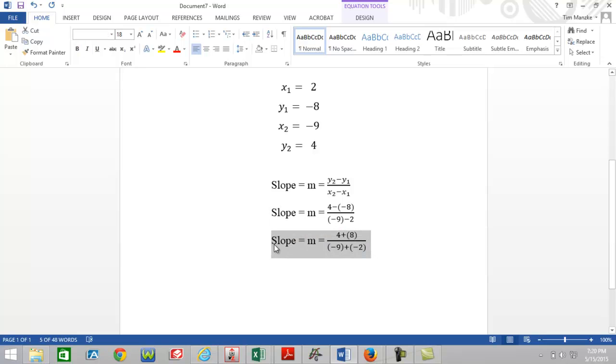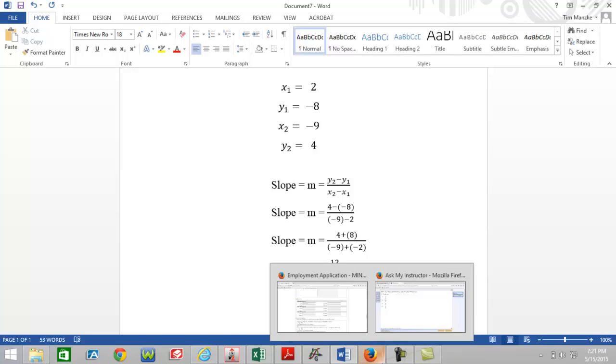So if I were to simplify my expression some more, the 4 plus the 8 is going to give you 12. In the denominator, I have a -9 and a -2. I'm going to add those two values. I'm going to get -11. And I have my answer that I'm looking for.